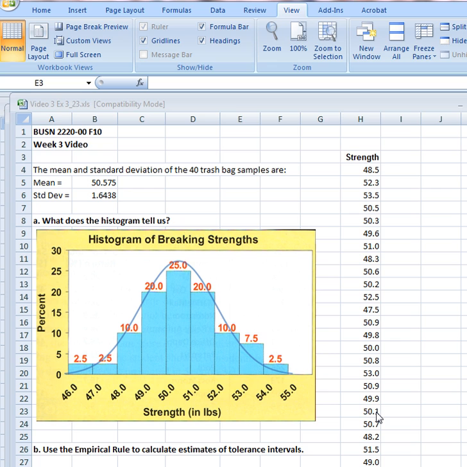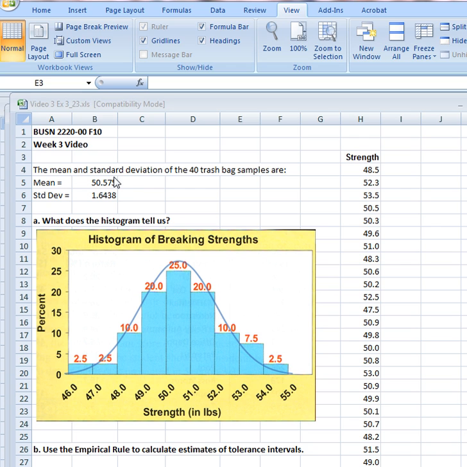It's Instructor John here. This week we're going to do problem 3.23, which you can find in the textbook on page 134. It's the famous breaking trash bag case where we try to figure out how much stuff the trash bag can actually hold. Now, last week we learned how to take the strengths of these bags, and there are 40 of them. It's a sample of 40 that someone did, and create a histogram, the blue bars you see on the screen before you.